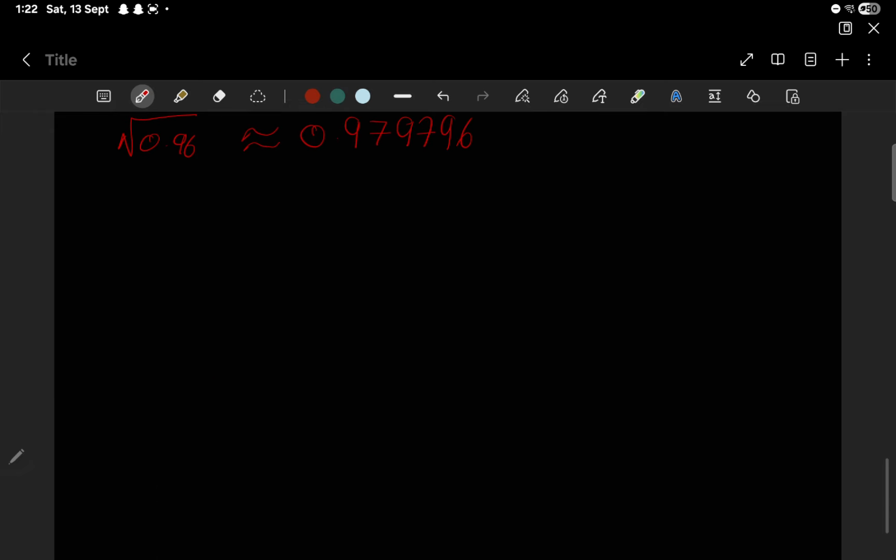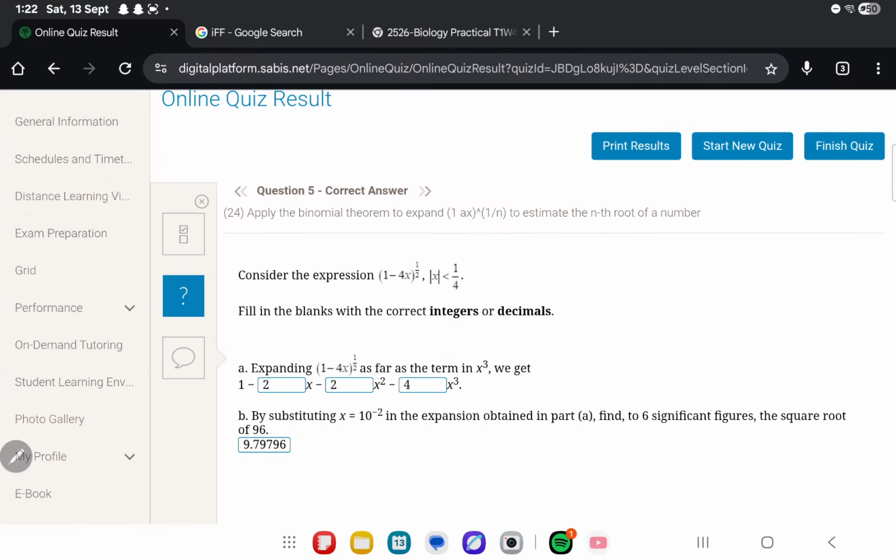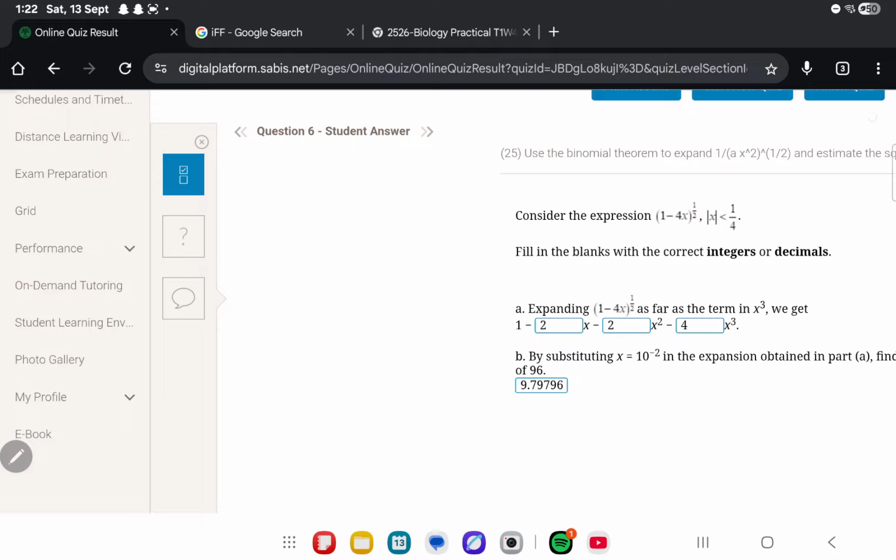However, as we showed before, radical 96 is equal to 10 times radical 0.96. So radical 96 is approximately equal to 10 into 0.979796, which is 9.79796. So this is my final answer, 9.79796. Done. That's question 5.